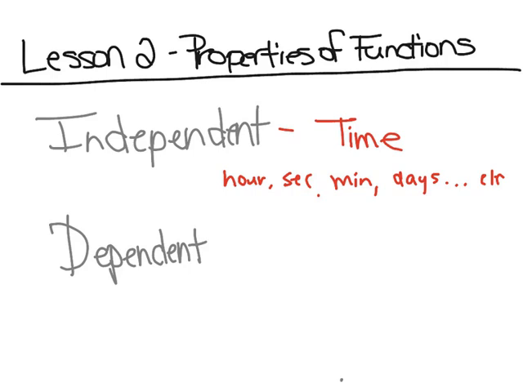Dependent depends on something else. So money, distance, lots of things. Lengths sometimes are dependent on something. So when you find your independent and dependent variables, always ask yourself which one depends on the other.